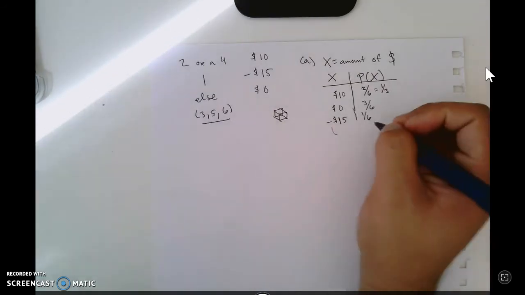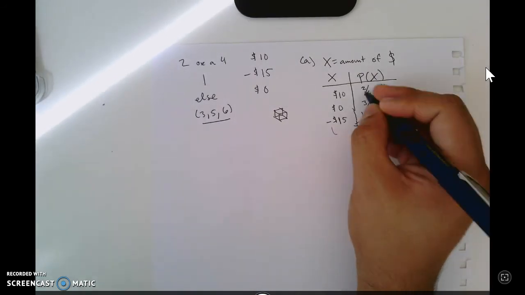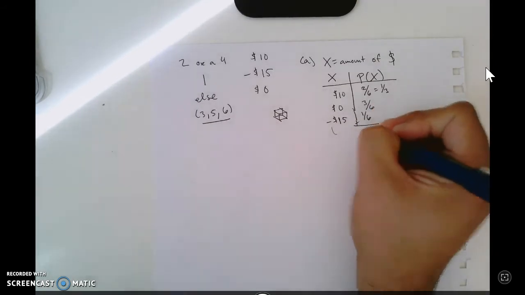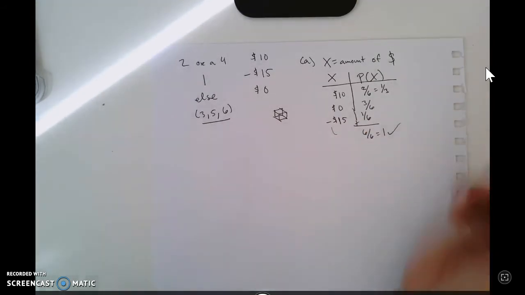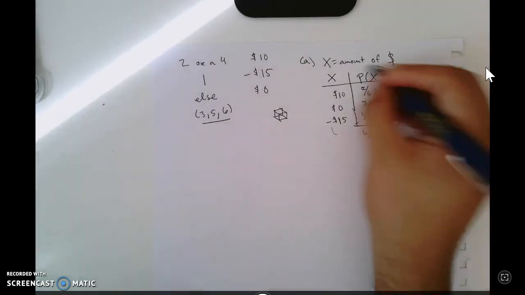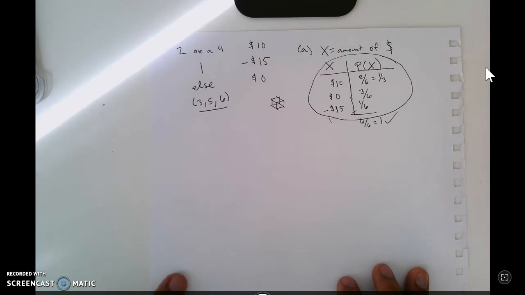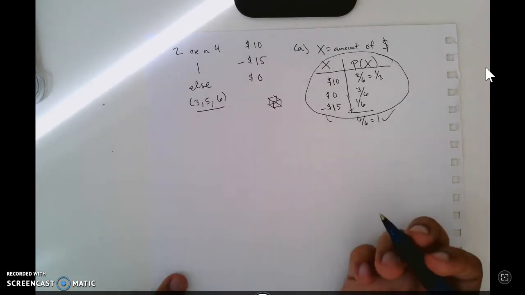How do we know we got this correctly? Well, let's add everything up. 2 plus 3 gives me 5. 5 plus 1 gives me 6. 6 over 6 gives me 1. Yay! That's the probability distribution. This is it, that's all we got. This is the probability that we're going to win or lose.